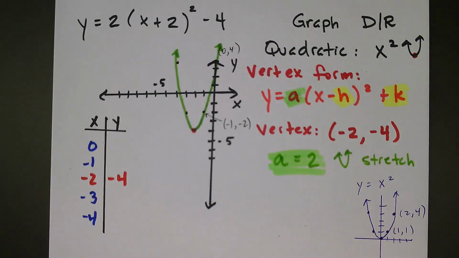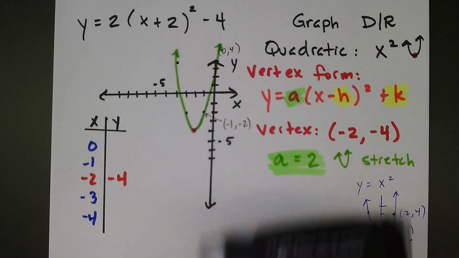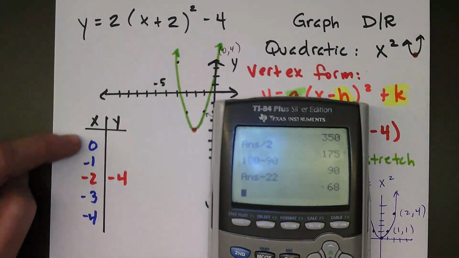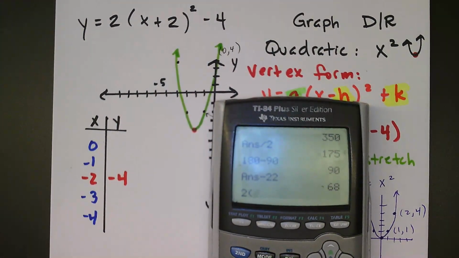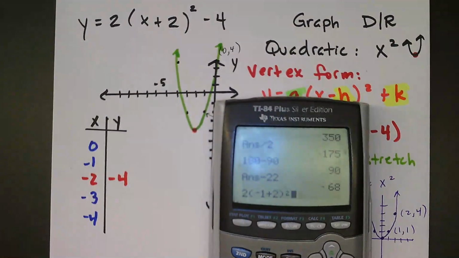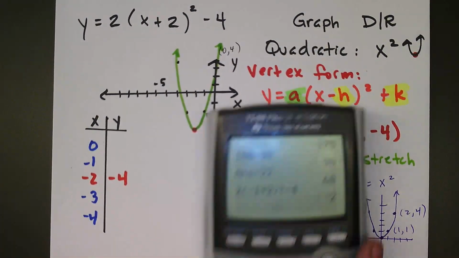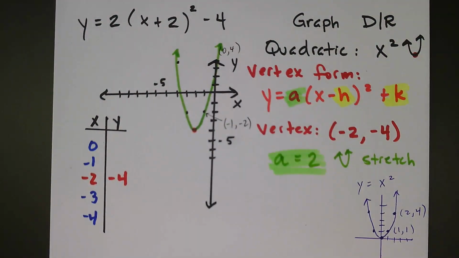And these will be the values that I'm going to input into my function in order to find corresponding y values to plot. So if I go to my equation, I'm going to input negative 1 and 0. So I'll do 2 times, okay, x is negative 1. And we're going to do plus 2. And we're going to close those parentheses. And we're going to square it. And we're going to subtract 4. And that's negative 2, right? And that's what I was anticipating, right? I have the point negative 1, negative 2.